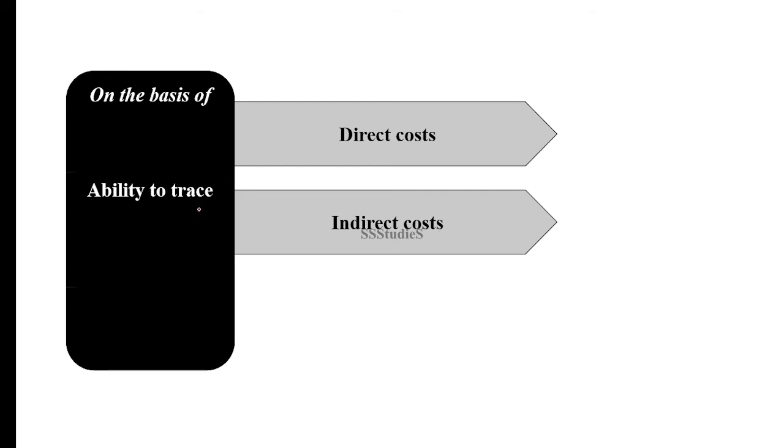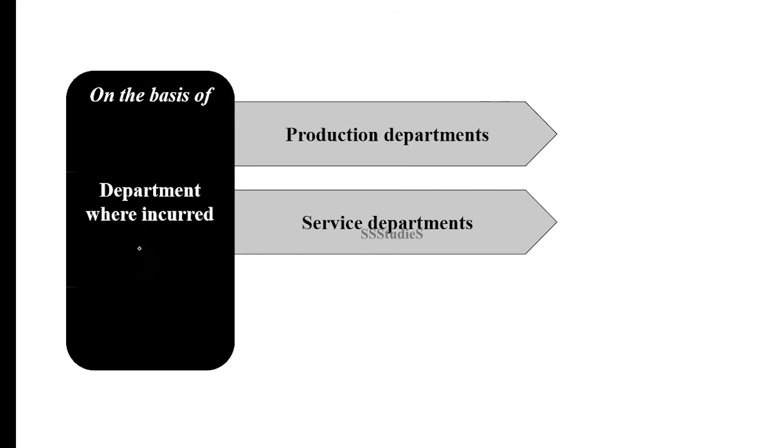Now, on the basis of ability to trace, cost can be classified as direct cost or indirect cost. I've already told you when talking about materials, labor, and overheads, direct costs are those costs which can be directly attributed to the product, whereas indirect costs cannot be attributed directly to a product. On the basis of departments where it is incurred, cost can be production department cost or service department cost. If the costs are incurred in the production department, it is production department cost, and if incurred in the service department, it is called service department cost.